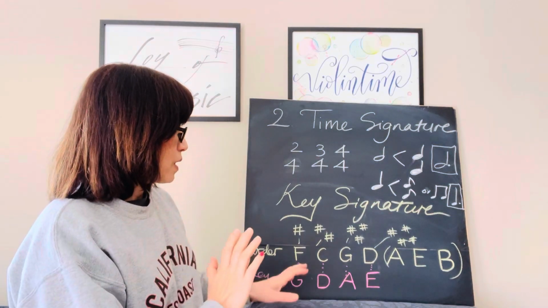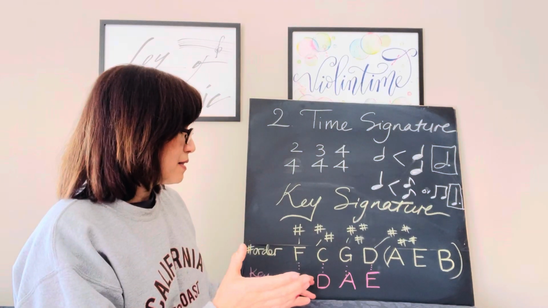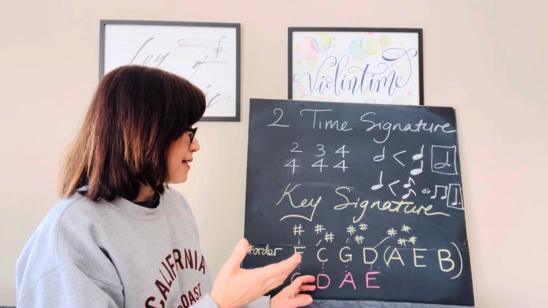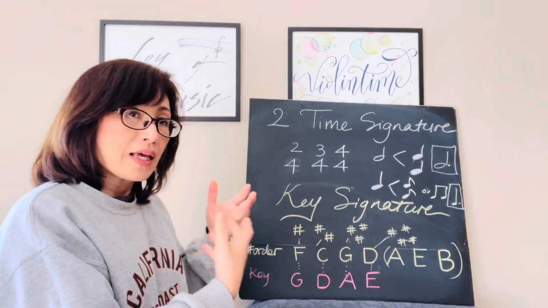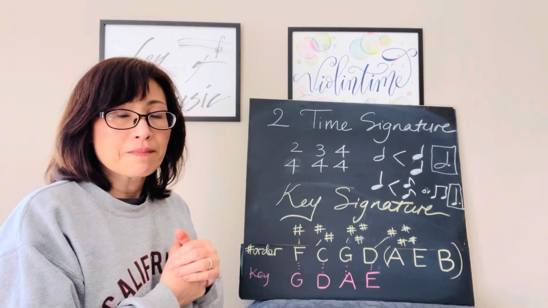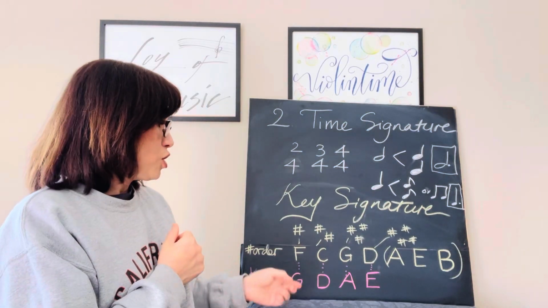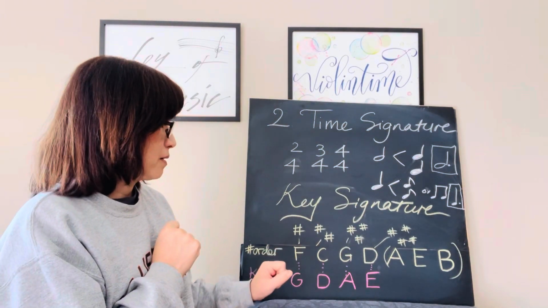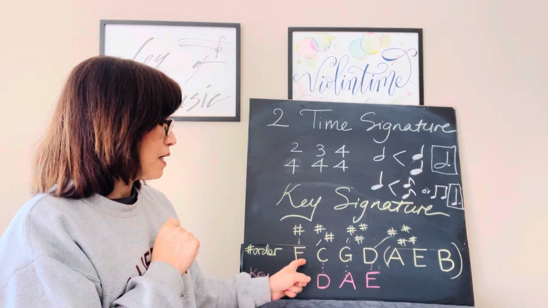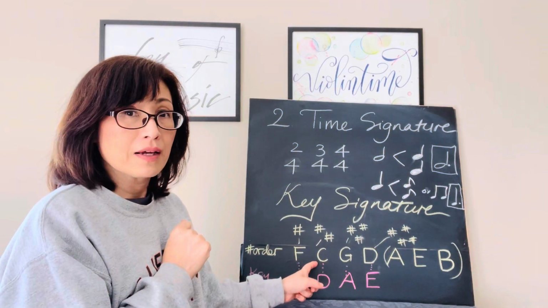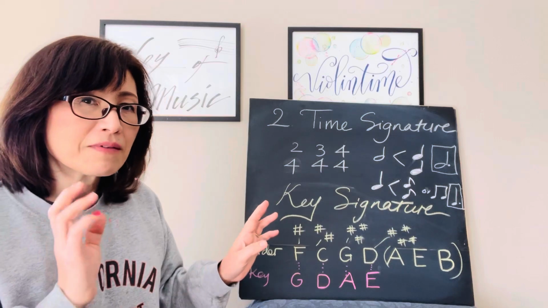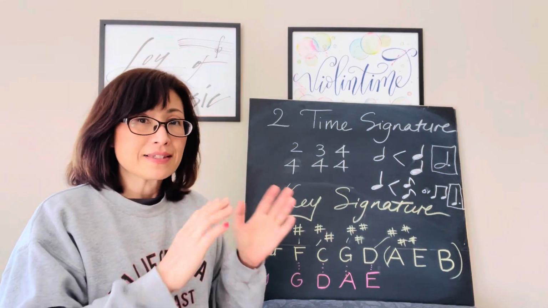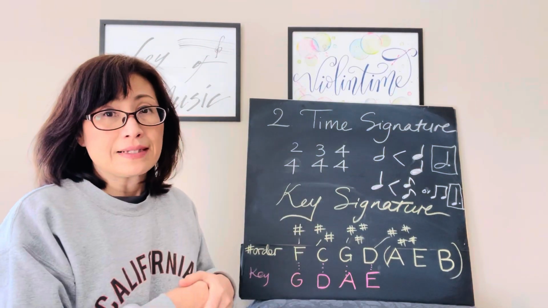So the key, what that means, the music is in the key using that family of notes. So G major should have F sharp. D major should have F sharp and C sharp. Otherwise it sounds a little bit funny. So that's what the key signature means.